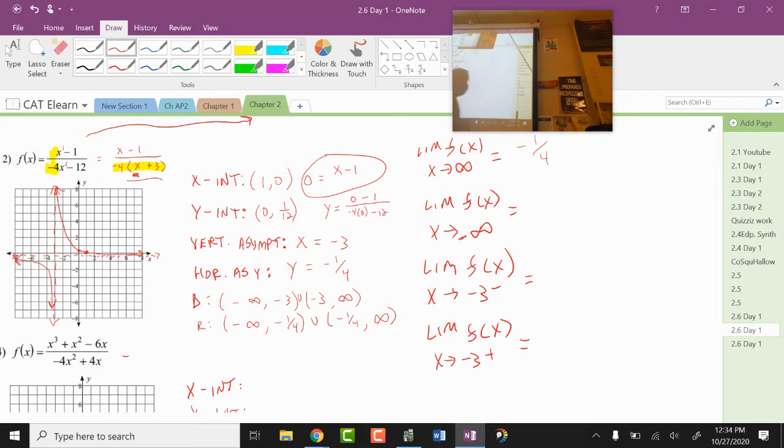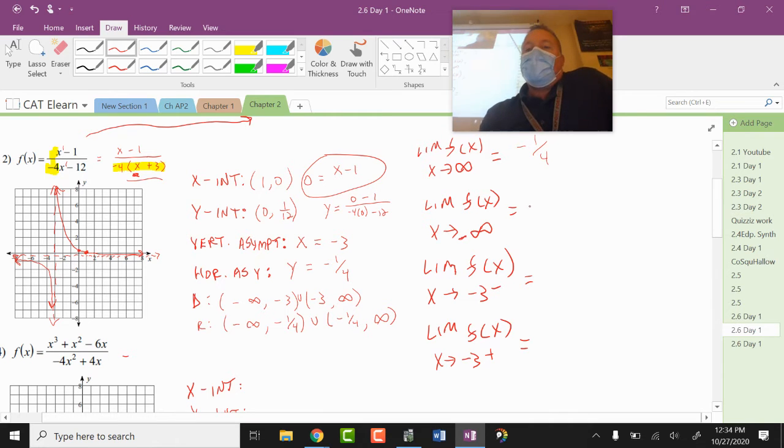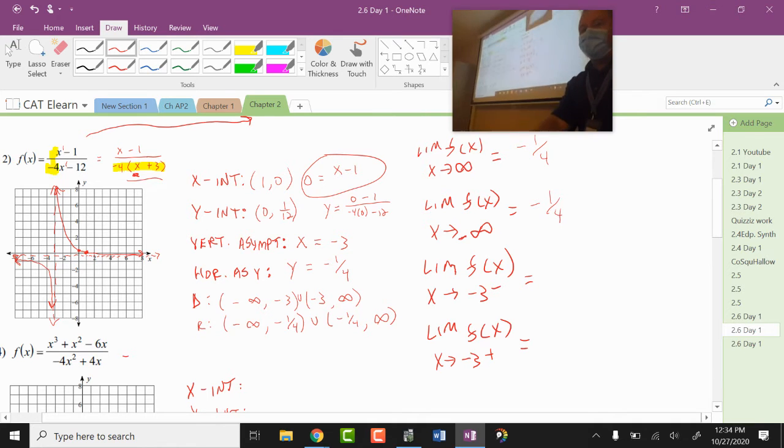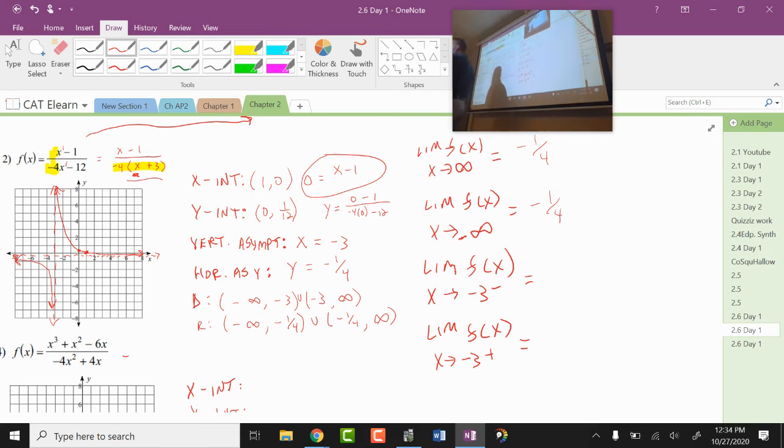Negative 1/4. It's the asymptotes that it's approaching. All right, one more question. Watch my X and Y finger. I could show myself up at the screen like this. Okay, now watch this finger. There we go. Okay.